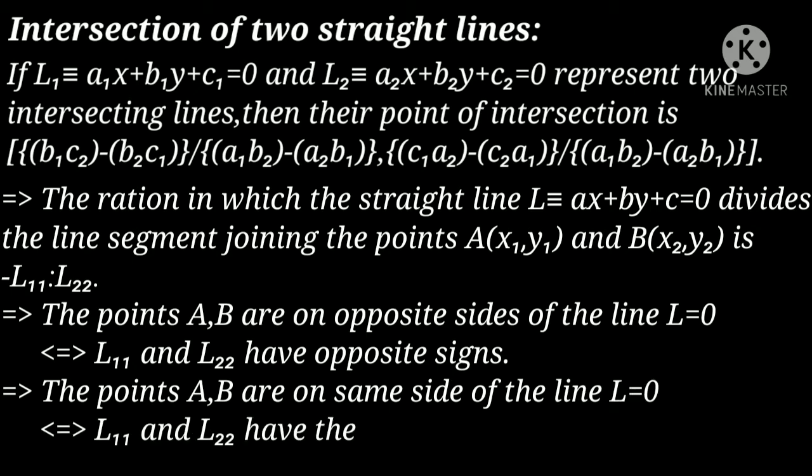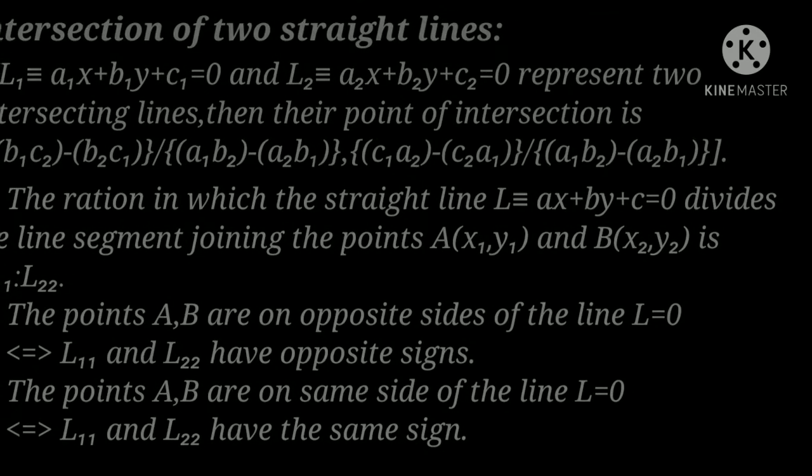Next, the points A, B are on opposite sides of the line L equal to 0 if and only if L11 and L22 have opposite signs. And the points A, B lie on the same side of the line L equal to 0 if and only if L11 and L22 have the same signs.